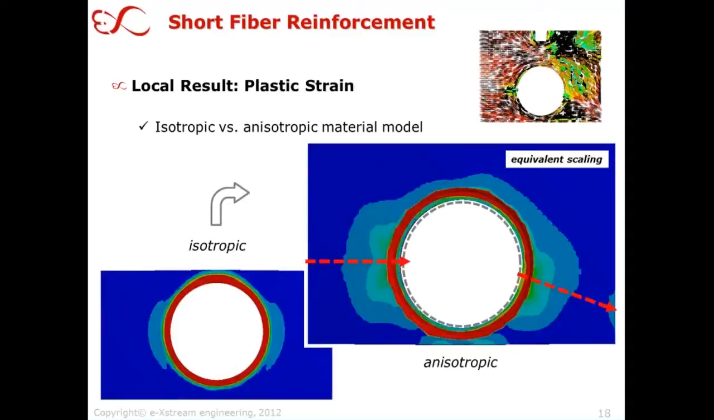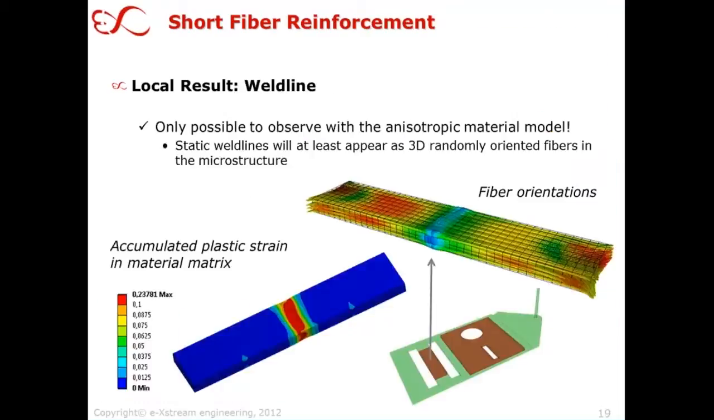Again, we can look as a local result at the plastic strain that we find in the composite material, and it's the same story: a symmetric result for the isotropic and an asymmetric result for the anisotropic material model. So all this indicates quite well how the underlying microstructure influences global results as well as local results, and I want to finish with that quite artificial but educational example by discussing what would happen if we take the second submodel where we actually have a static weld line predicted in the microstructure.